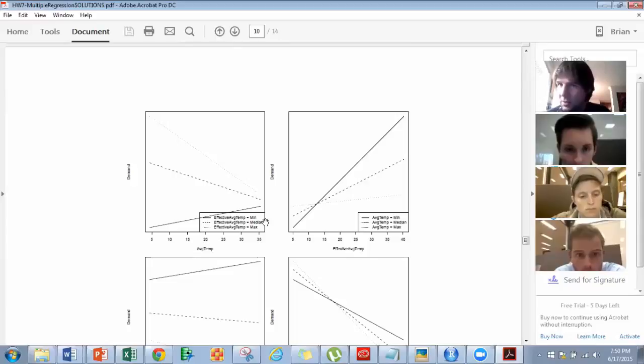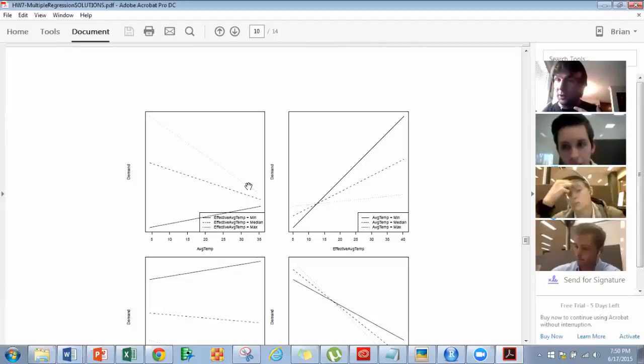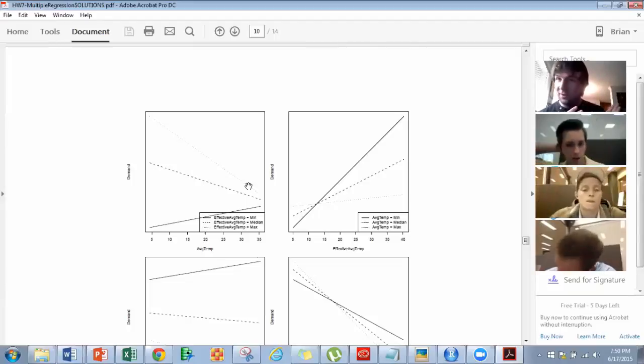Does that make sense? If you look at this plot right here, when effective average temp is at its lowest, you see why I'm selecting this line right here? When effective average temp is at its lowest, the effect of average temp, because now I'm moving across this, right? Do you see how I'm moving across this line? It will actually increase demand. When effective average temp is at its maximum, right up here, the effect of average temp will actually decrease. If we were to put in that interaction term, do you see it now?